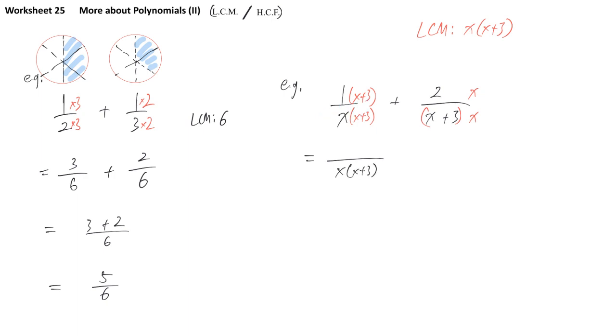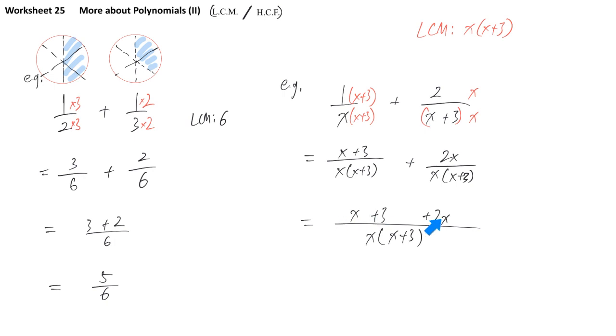1 times this one, we get x plus 3. And for the second term, the denominators are the same now, and then the numerator is 2 times x, which is 2x. We confirm that we have the same denominator, so we can use a single fraction to combine them: x plus 3 and then plus 2x.